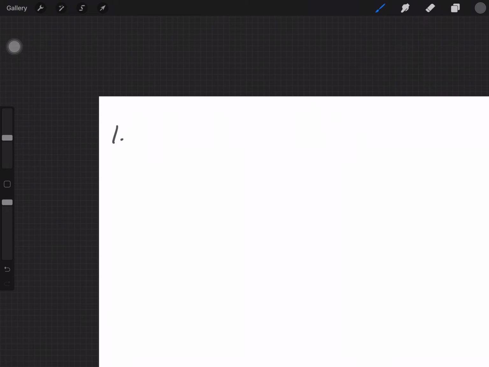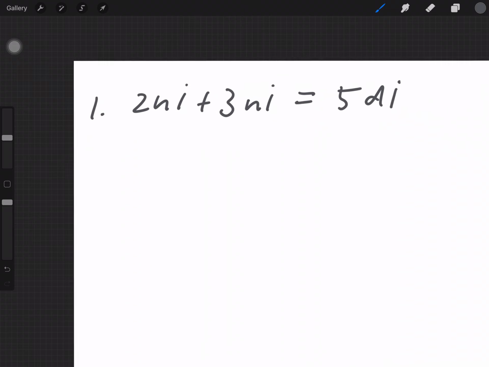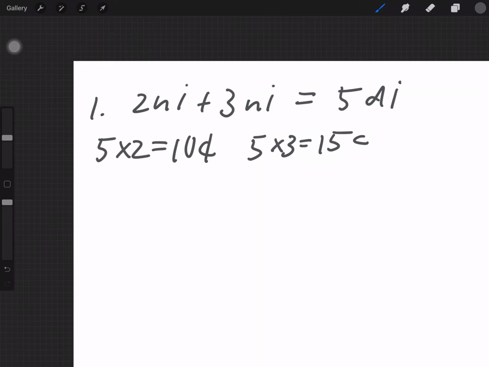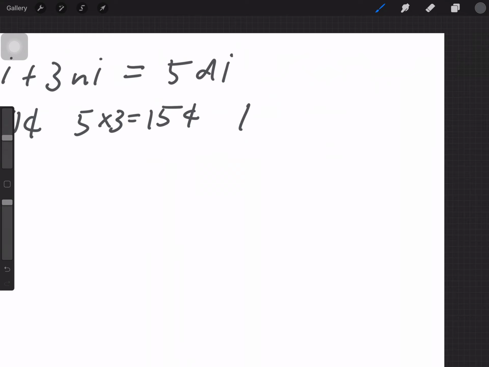And we're given number 1, which is 2 nickels plus 3 nickels is equal to 5 dimes. If you're still a little unsure about how much each coin is worth, just have your table or whatever opened next to you so you can check. So 1 nickel we know is worth 5 cents, and there's 2 nickels, multiplied by 2 equals 10 cents. 3 nickels, which means we know that 1 nickel is 5 cents times 3, which is equal to 15 cents. And 5 dimes, we know that 1 dime is 10 cents times 5 is equal to 50 cents.